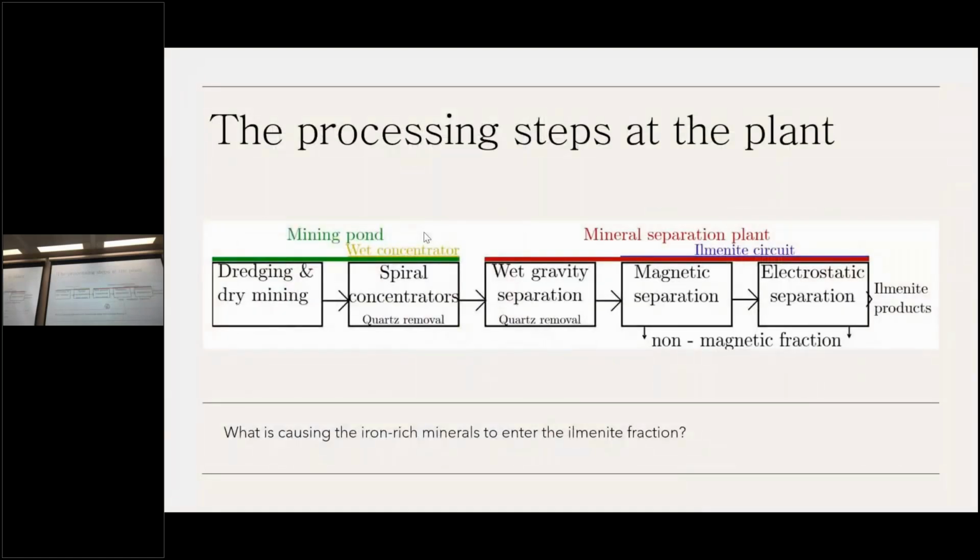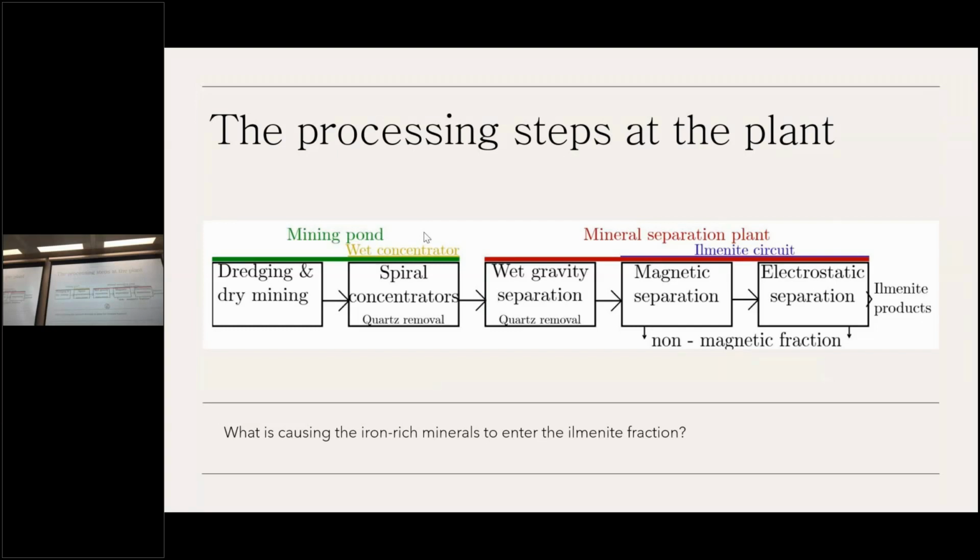And so the processing steps at the plant, well, why are all the iron oxides getting into the ilmenite concentrates? Well, what I didn't mention previously is that what's used to separate ilmenite out from the concentrate is magnetic separation. So magnetite and titanomagnetite, yeah, they're magnetic, even more magnetic than ilmenite, so they're going to deport to the ilmenite fraction.